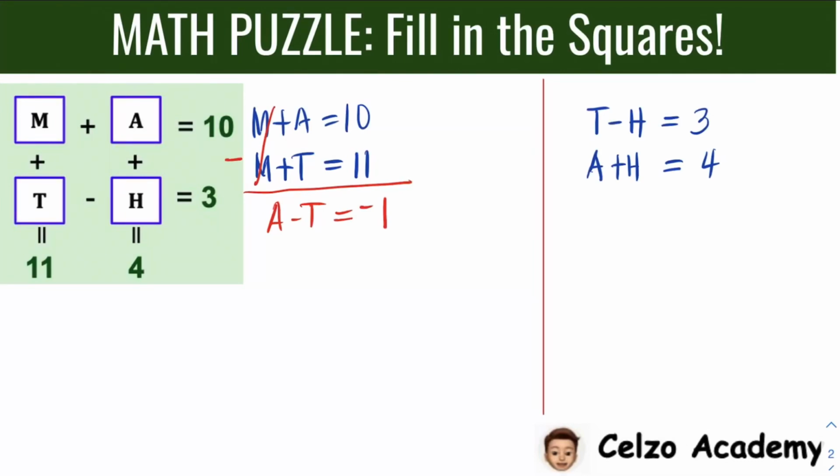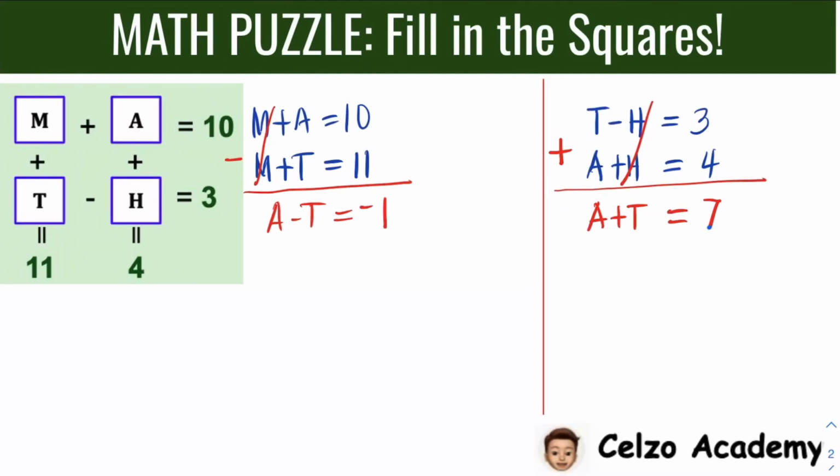Now let's do the second system of equations. For this system, h is common to both. One is negative h and the other one is positive h. So to eliminate the variable h, I will do the addition method. T plus a is the same thing as a plus t. Negative h plus h is 0, is equal to 3 plus 4 is equal to 7.